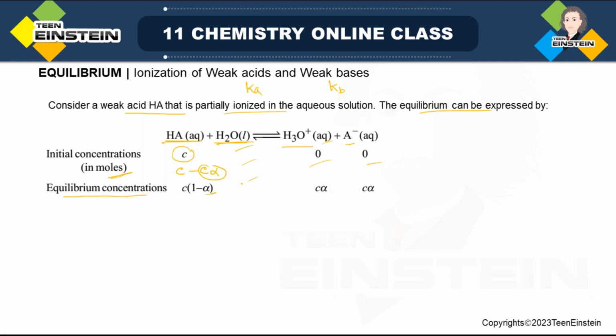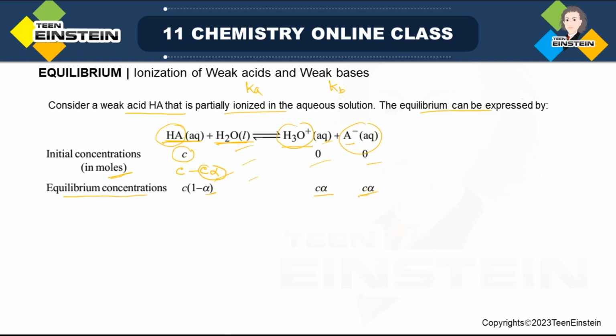And what about the right hand side? As it is 1:1, that means when 1 mole of HA is dissociated, 1 mole of H3O+ is produced, and 1 mole of A-. So when C alpha amount is dissociated, here also it is C alpha H3O+, number of moles of H3O+, and number of moles of conjugate base A- is also C alpha.